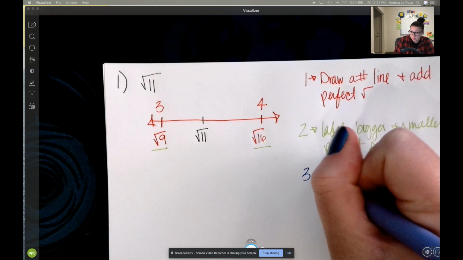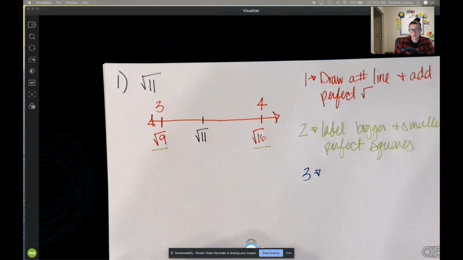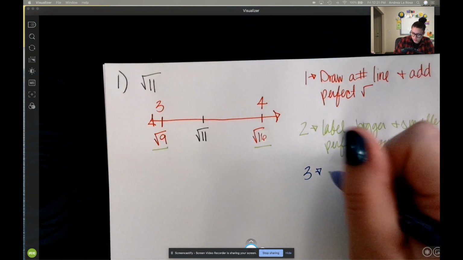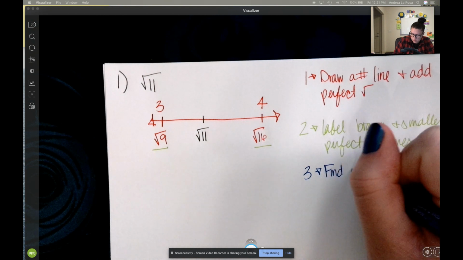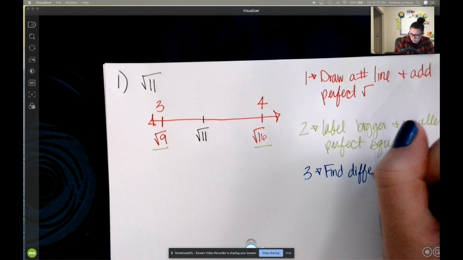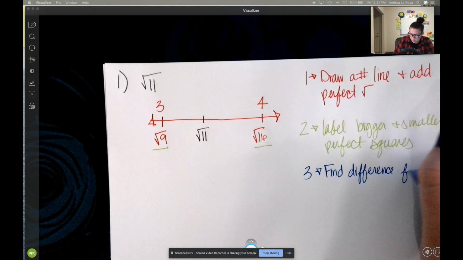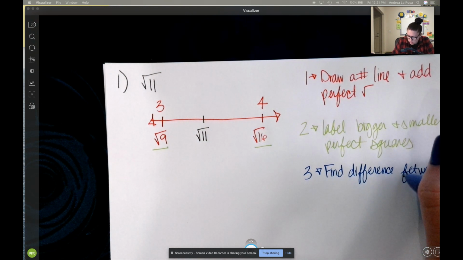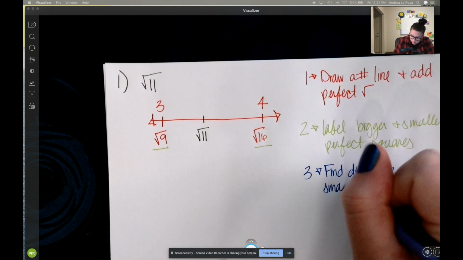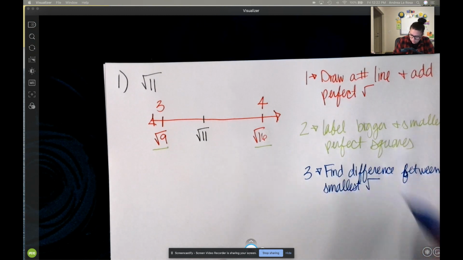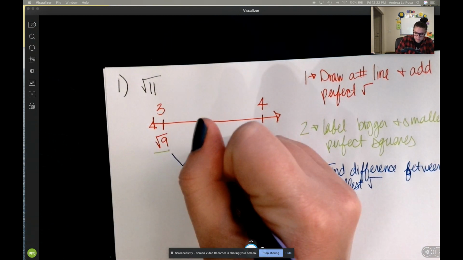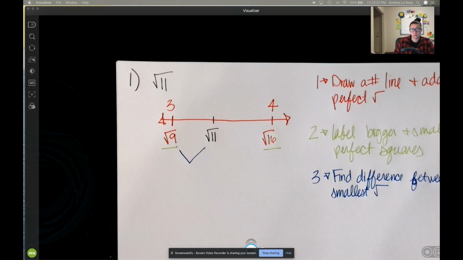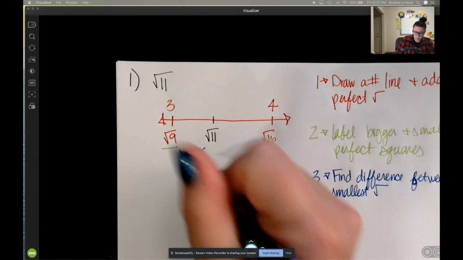The next step is we want to find the difference between the smallest squares. Difference is what operation? Subtraction. Between the smallest square roots. So I need to subtract 9 from 11. What's 11 minus 9? 2.